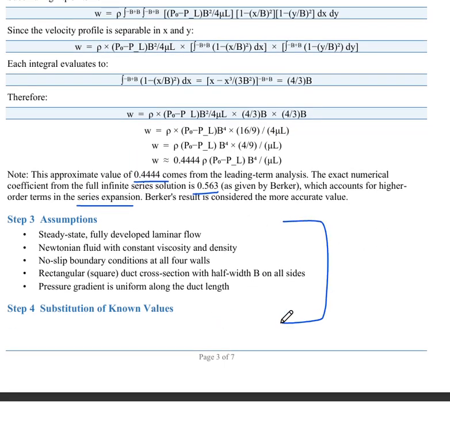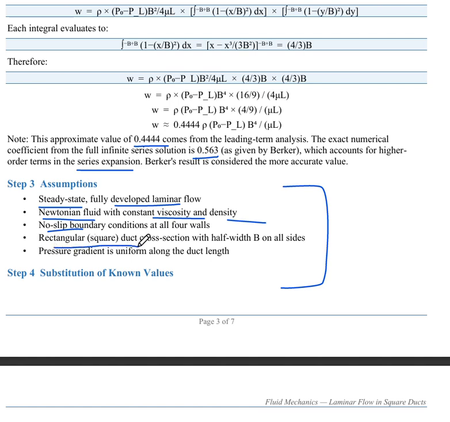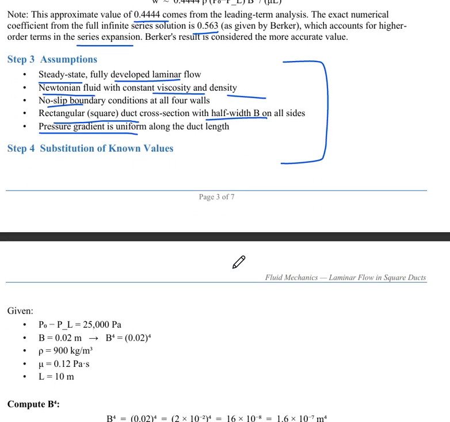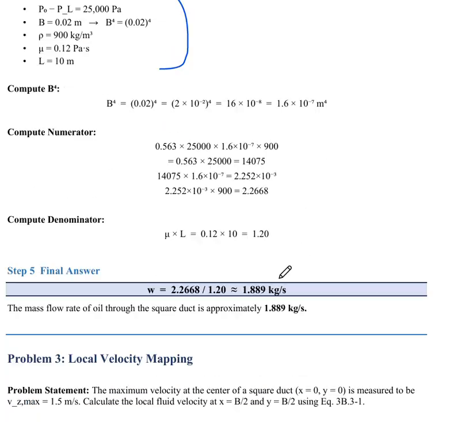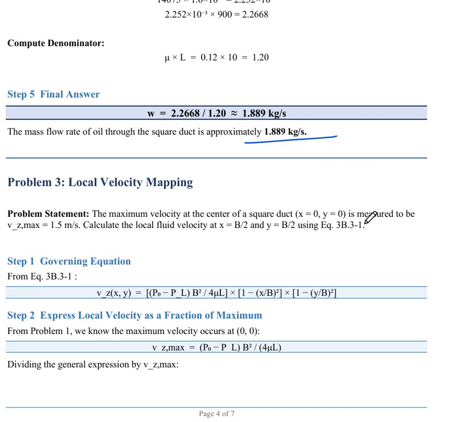Here we have taken the required assumptions such as steady state, fully developed laminar flow, Newtonian fluid with constant viscosity and density, no slip boundary condition at the duct wall, rectangular square duct with half width B on all sides. Pressure gradient is uniform along the duct length. By substituting the values here, we will get the final result. Pumping oil through the specified duct results in a mass flow rate which is approximately 1.889 kg per second.